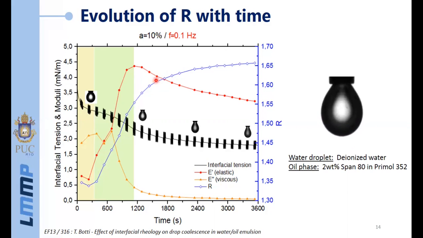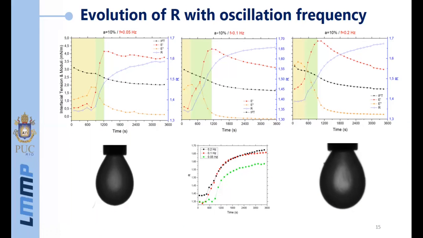So we can suppose that at this point, we are far from the Laplacian profile, and maybe the elastic modulus is wrong. So to get a better idea, we change the frequency of this oscillation to evaluate the behavior after the maximum. On this slide, the frequency changed from 0.05 to 0.2 Hz.